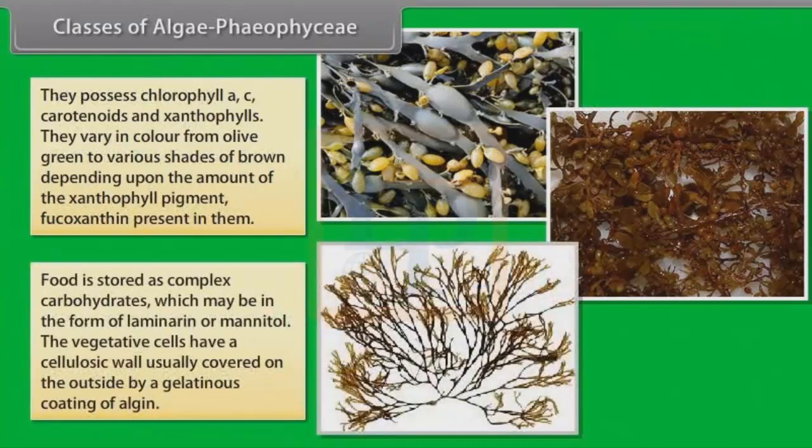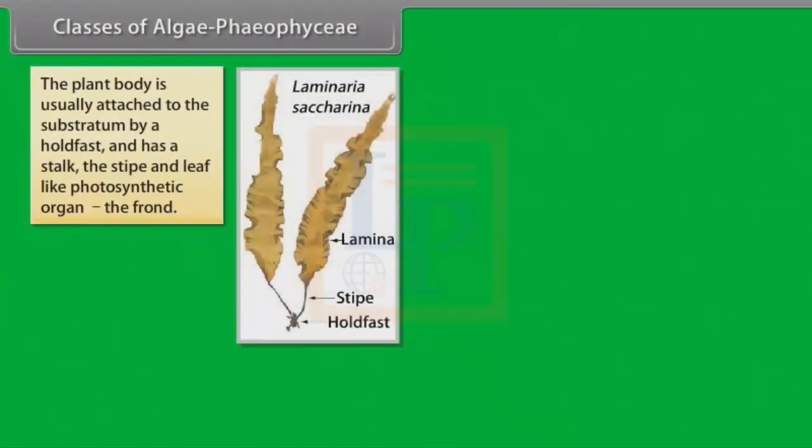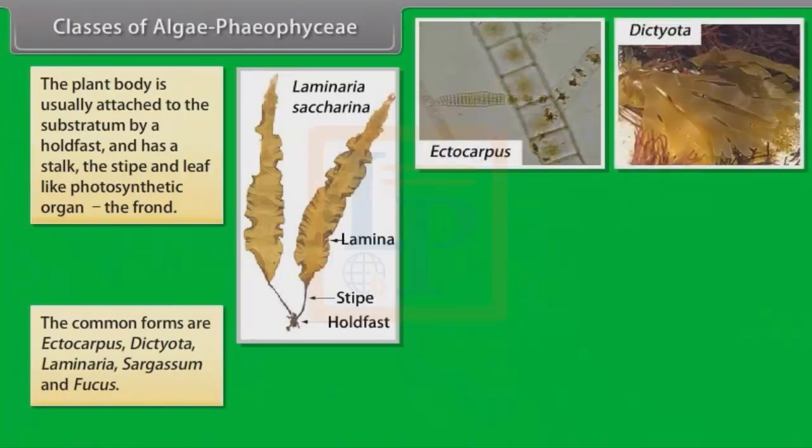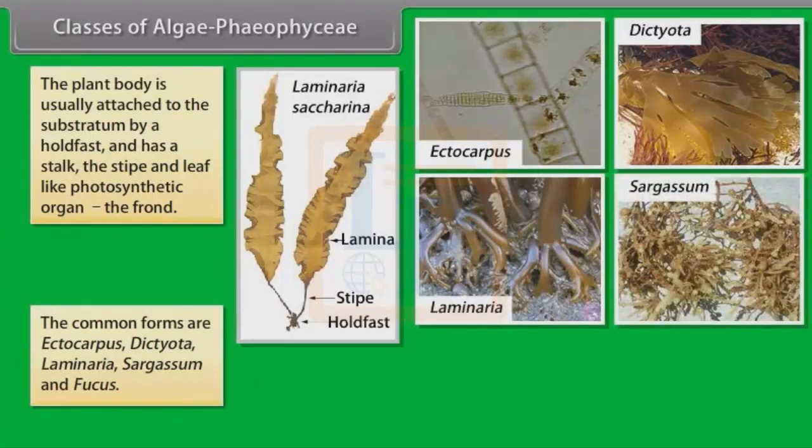Food is stored as complex carbohydrates, which may be in the form of laminarin or mannitol. The vegetative cells have a cellulosic wall usually covered on the outside by a gelatinous coating of algin. The plant body is usually attached to the substratum by a holdfast and has a stalk, the stipe, and a leaf-like photosynthetic organ, the frond. The common forms are Ectocarpus, Dictyota, Laminaria, Sargassum, and Fucus.